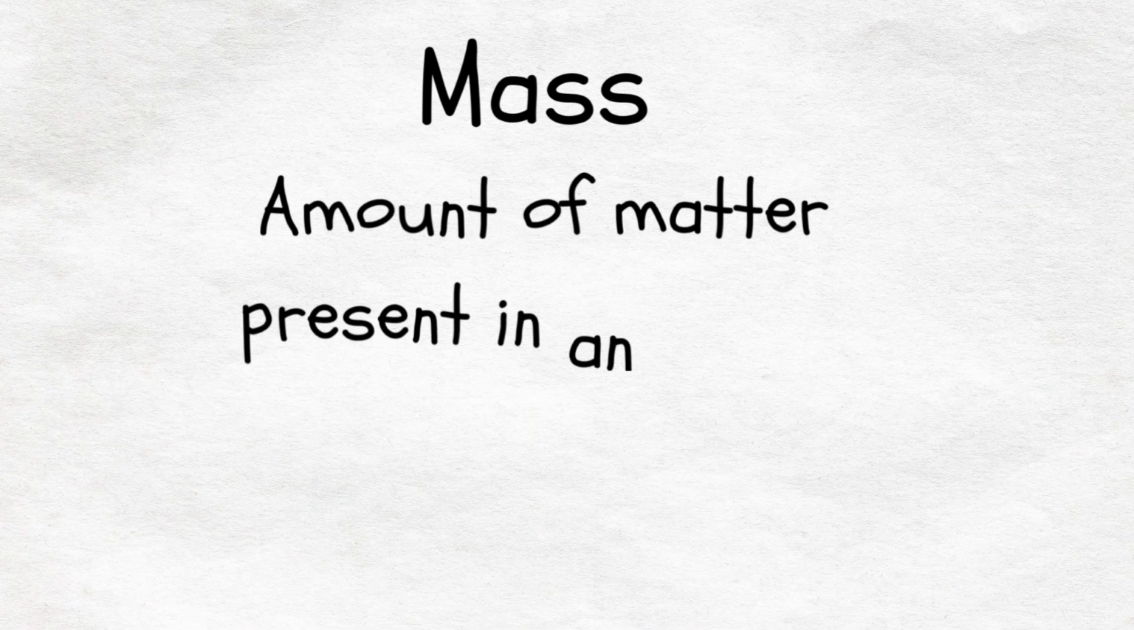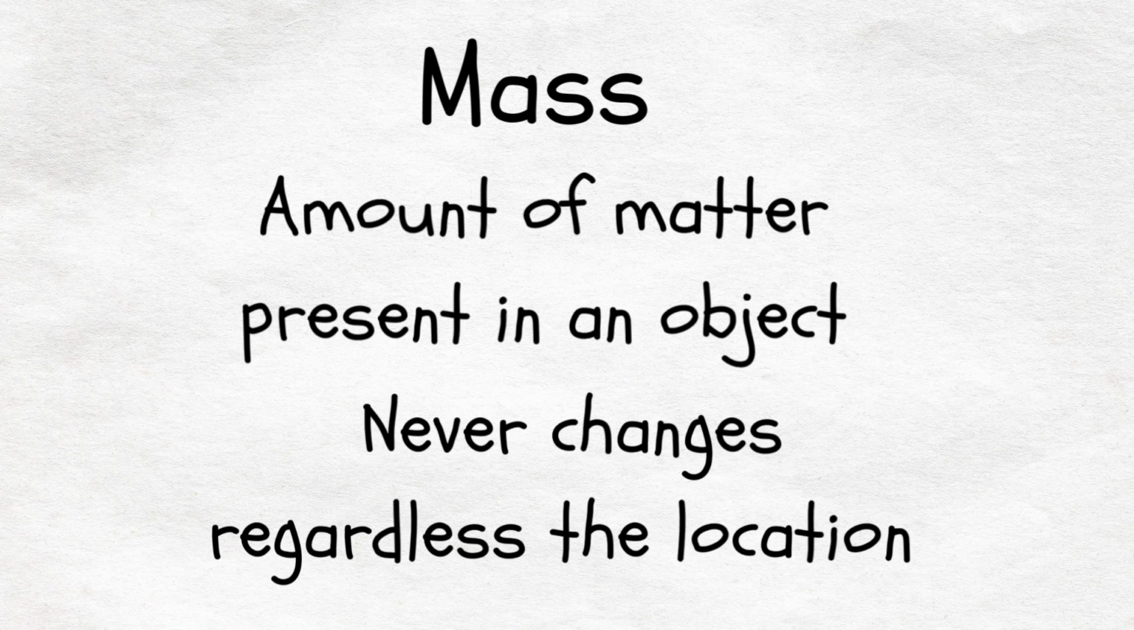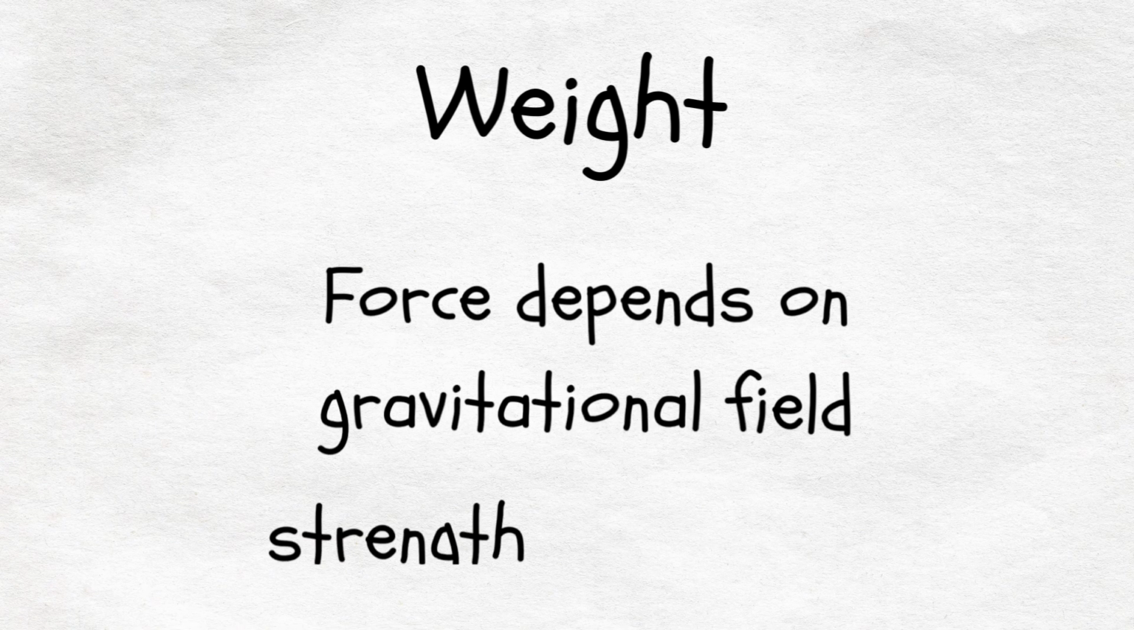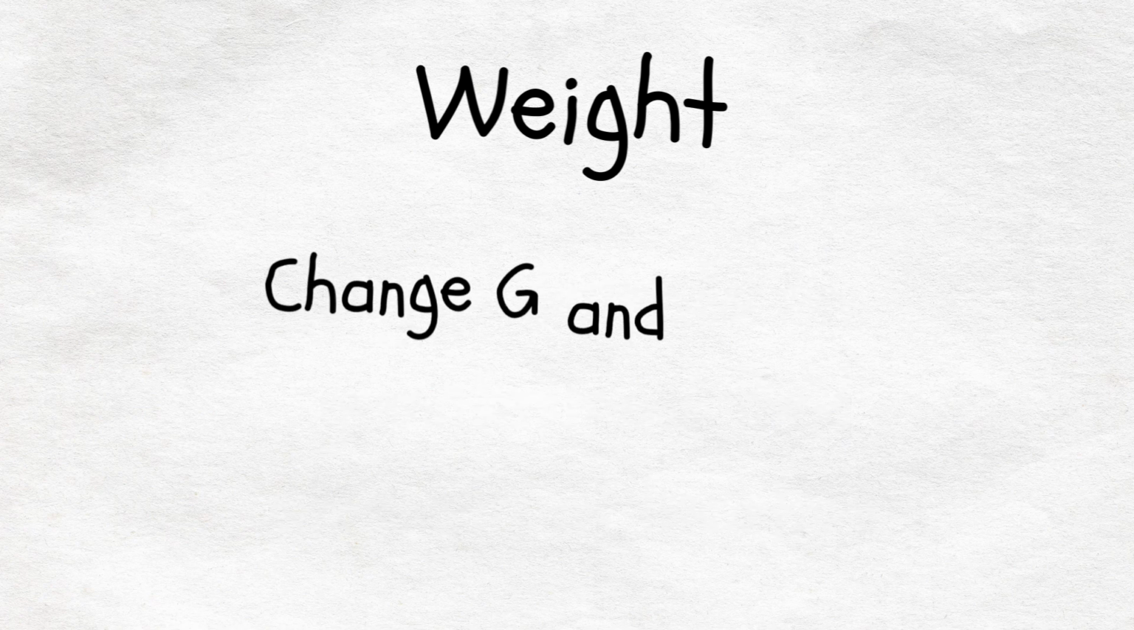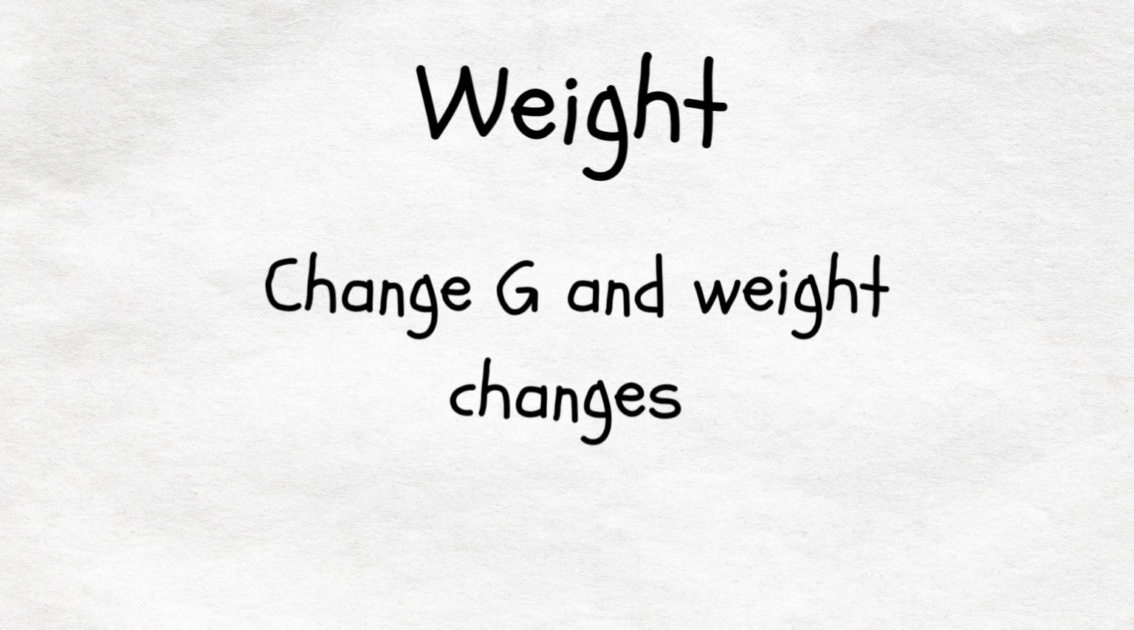Mass is the amount of matter in an object and never changes regardless of where you go. Weight is a force, and it depends on the gravitational field strength at that location. Change g, and the weight changes, even though the mass stays the same.